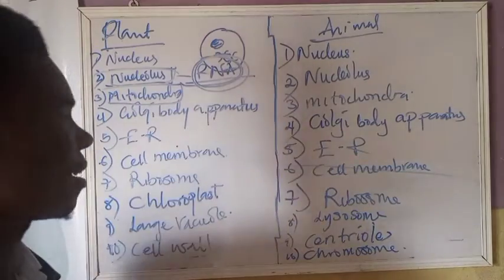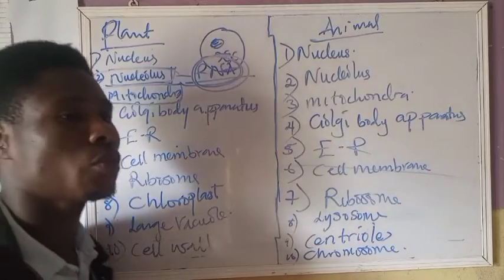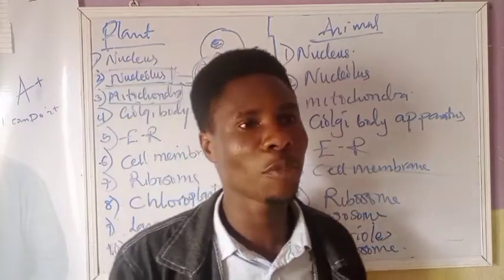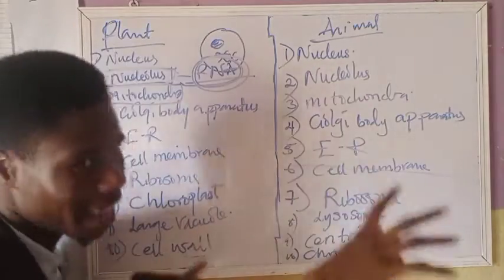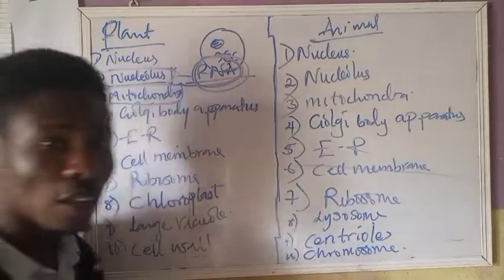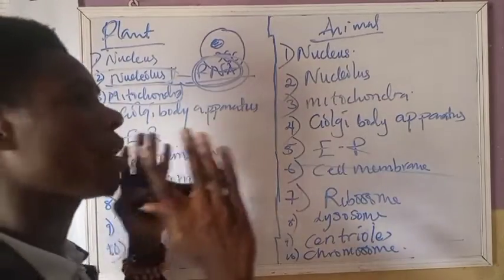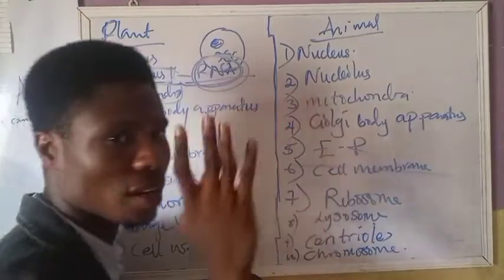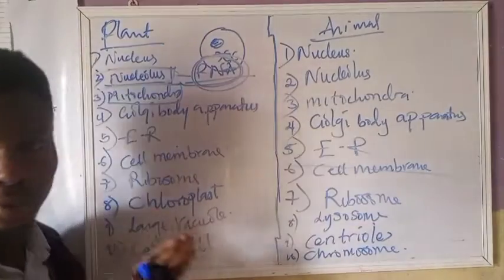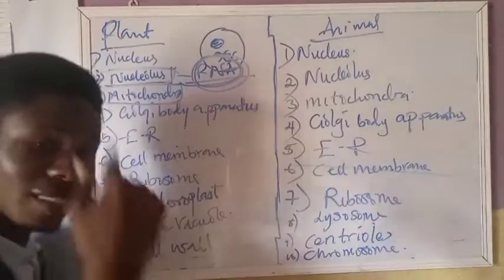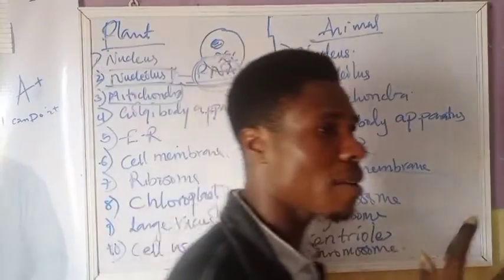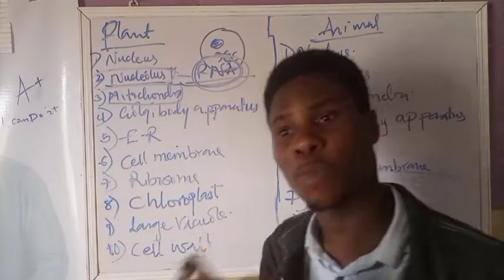WAEC once asked why mitochondria is referred to as the powerhouse of the cell. Very, very easy to say. The question is: why is mitochondria referred to as the powerhouse of the cell? Simple. Mitochondria is referred to as the powerhouse of the cell because it is the site where respiration takes place and energy is being produced. It is the site of respiration. It means that all the breathing you are taking in and taking out is occurring in the mitochondria. So it's the site where respiration takes place and energy is being produced.